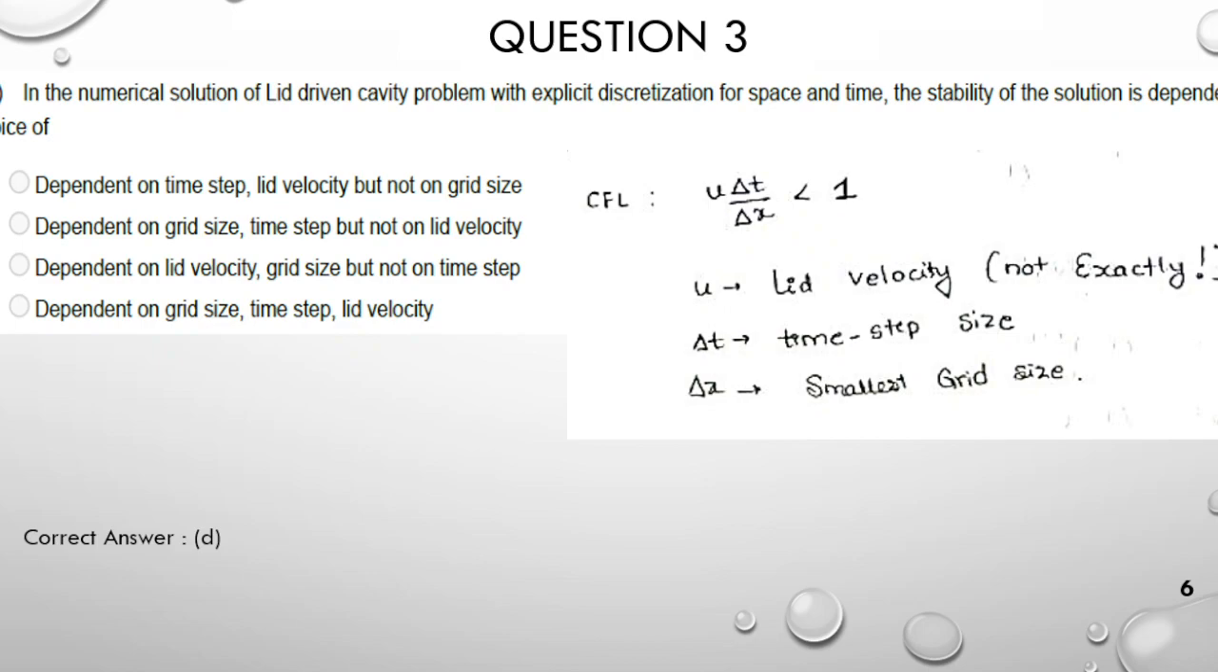We need to ensure u delta t by delta x is less than 2. Not 1. For a semi-implicit, it is a bit higher. For explicit it is usually 0.5 or 1, I don't remember, whatever it is.